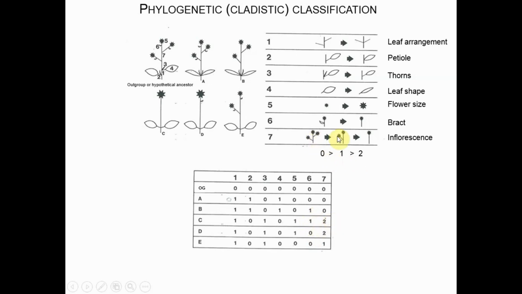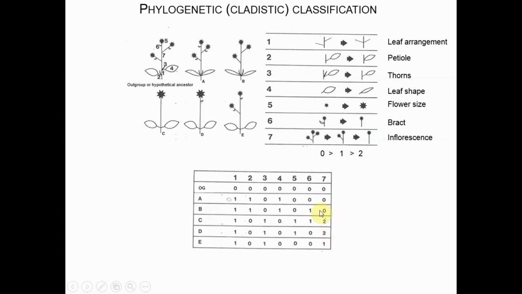And then the multi-state character. If we look at which ones would get 0, A and B are like the outgroup, so they would be scored 0. E has 2 flowers, remember 2 flowers is 1, so we would give it a 1. And then C and D have 1 flower that we said is 2, so we score them at 2.